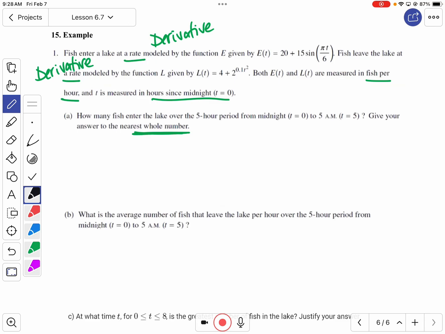Yes, but what's it only asking me about? How many enter? Okay, so I don't need both functions. I just need the one where they're entering. Okay, I'm going to find out how much change that was. So from 0 to 5, and you can actually just write, because it's calculator, E of t dt, put it in your calculator and get an answer. Okay, you don't have to write that whole function out. All right, they told you what E of t was.